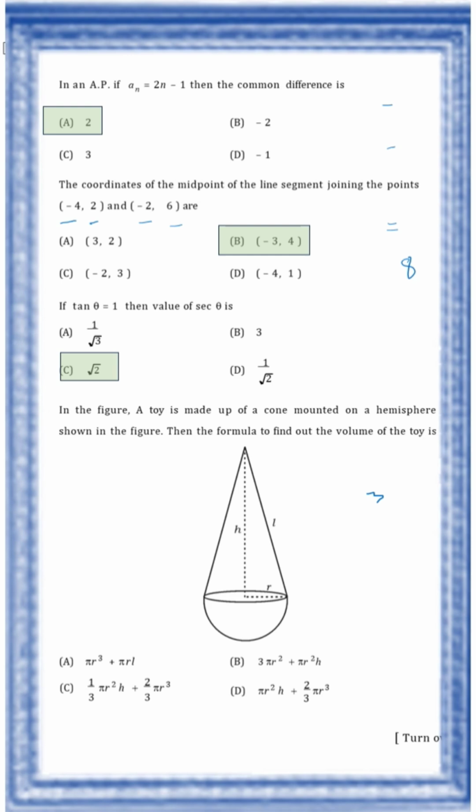In the figure, a toy is made up of a cone mounted on a hemisphere, shown in the figure. Then the formula to find the volume of the toy. Volume of cone, what is it? 1 by 3 pi r square h, plus volume of hemisphere, what is it? 2 by 3 pi r cube. So option C is correct.